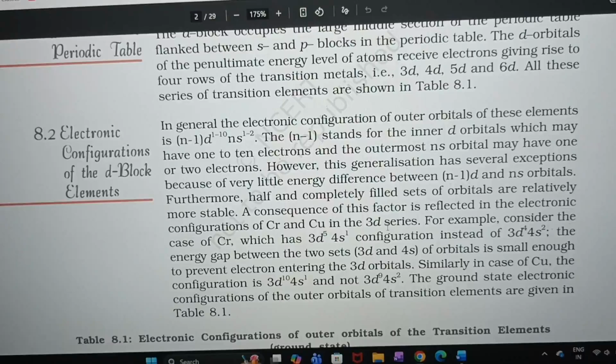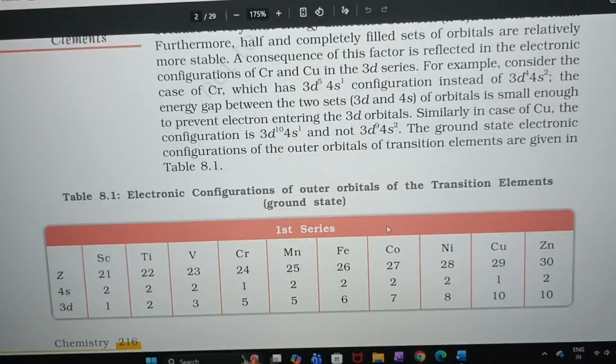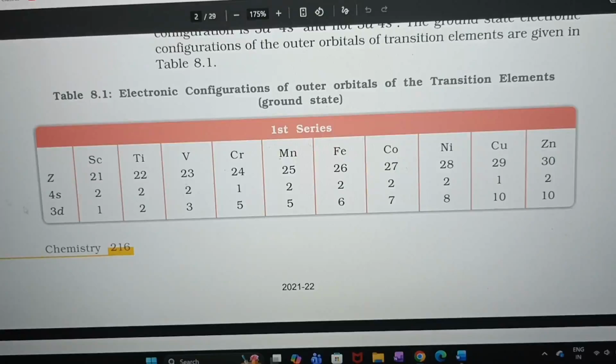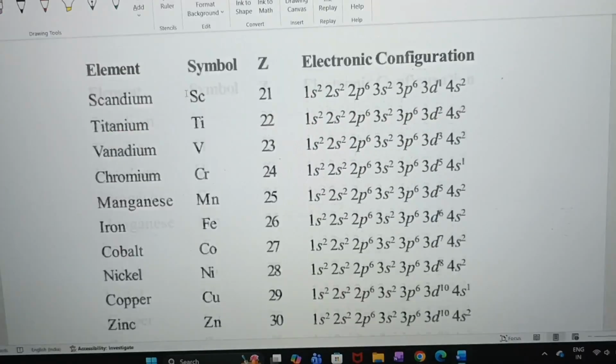So first, for the 3d series we can see. So this is the 3d series. You can remember this 3d series only. The other series are not as important, but we can remember this 3d series. So scandium to zinc is our 3d series. These are the atomic numbers. So you write the electronic configuration using the Aufbau principle.